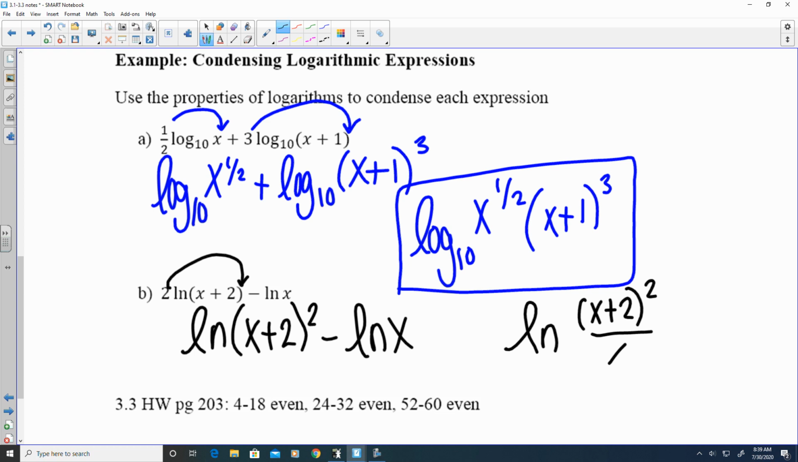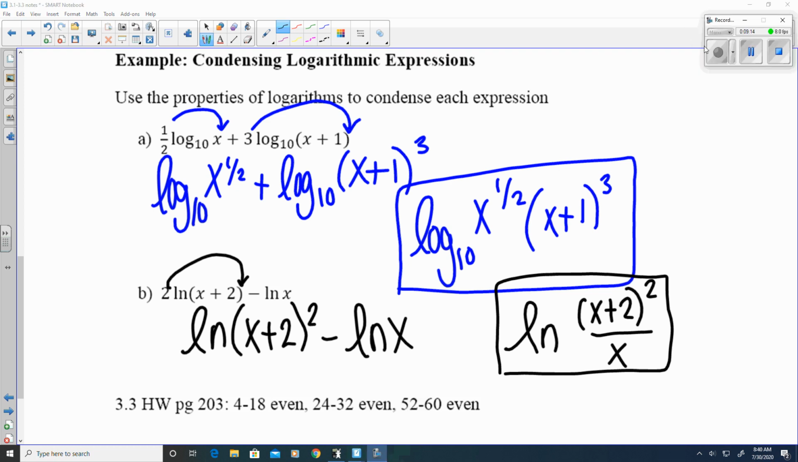A very common mistake is that people write natural log on the top and natural log on the bottom, but really the natural log should just be out front, and the x plus 2 squared over x, that's like what the inside of your function is. You're not going to have multiple natural logs, so just make sure that you watch that as you simplify these. And that was section 3 on properties of logarithms.